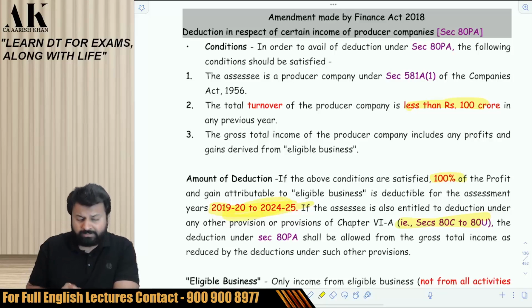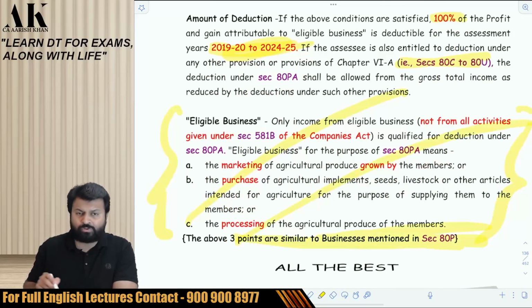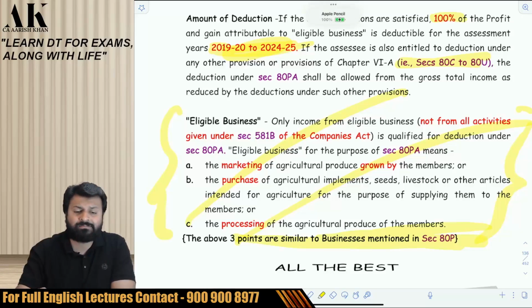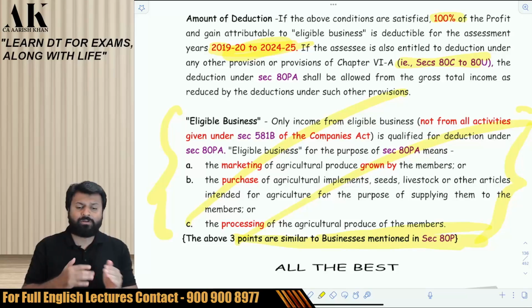For these 5 years, 100% of the profits of certain activities will be exempt. Which are those activities? These are the activities which are exempt. If you go through these activities very clearly, these are the same as those mentioned in 80P. What is 80P? You can go and see 80P, that is the Cooperative Society provision. It is exactly the same. Marketing of agriculture produce grown by members. Purchase of agriculture produce, seeds, livestock, etc. for supplying to members, or processing of agriculture produce of the members.